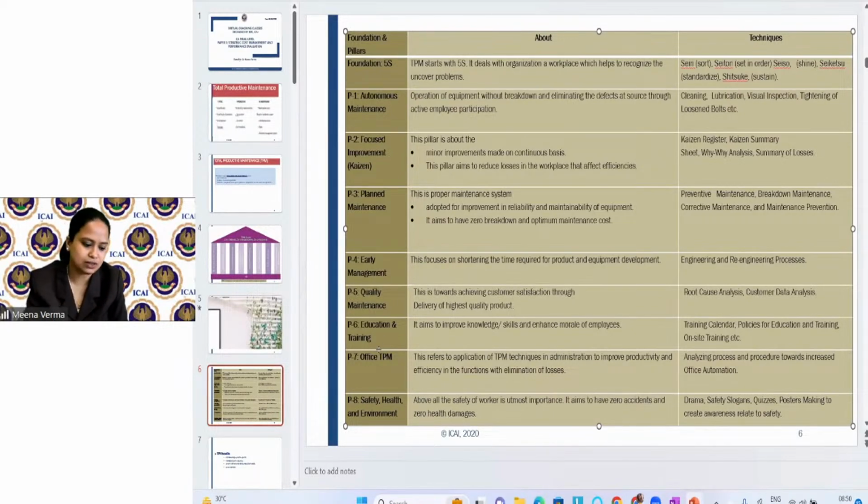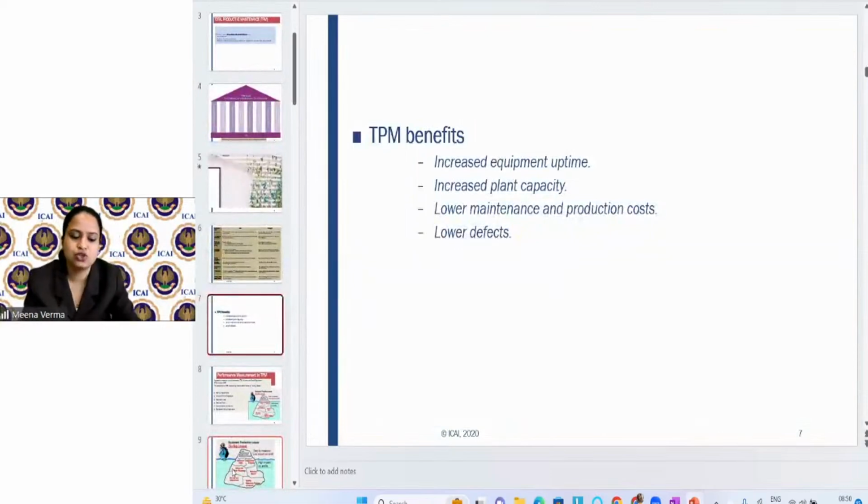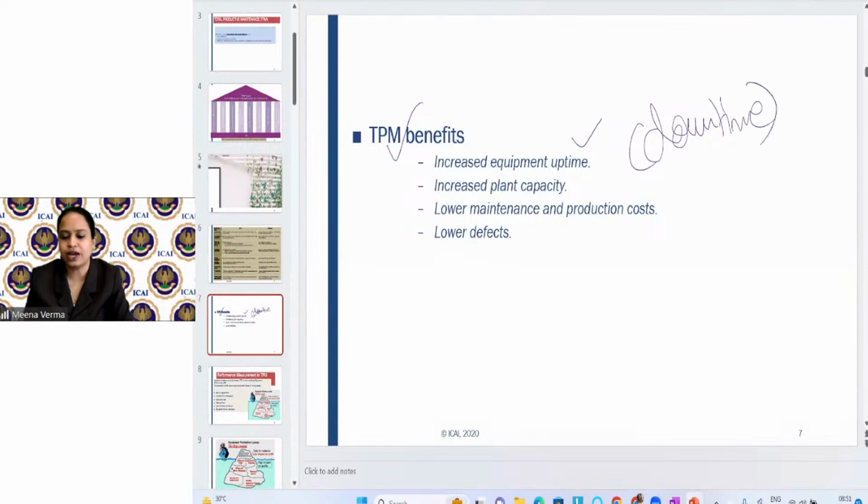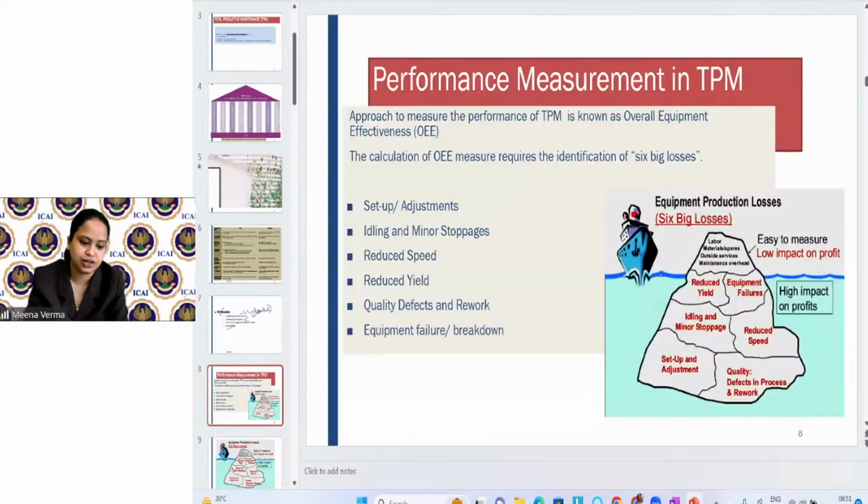I hope it is all clear. So what is the benefit of total productive maintenance? It increases equipment uptime. Downtime will be reduced, no downtime. Equipment uptime will increase the capacity of plant and machinery. It lowers the maintenance and production cost, and it lowers defects in the company. It lowers everything. Now we have these points which we have to learn.